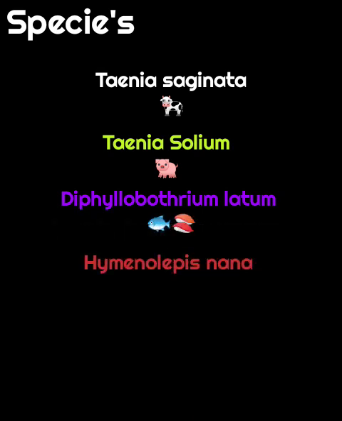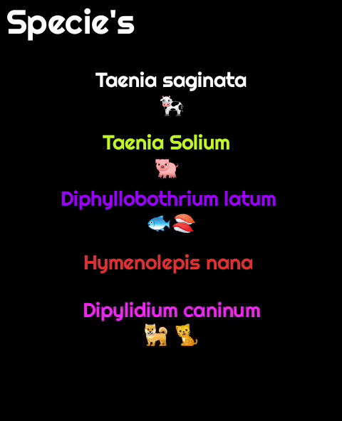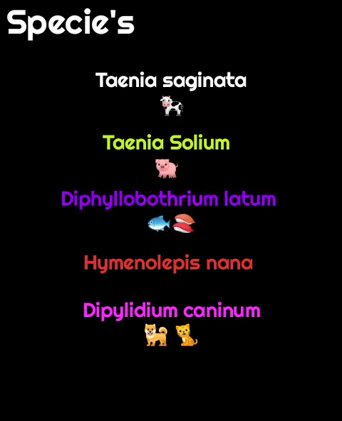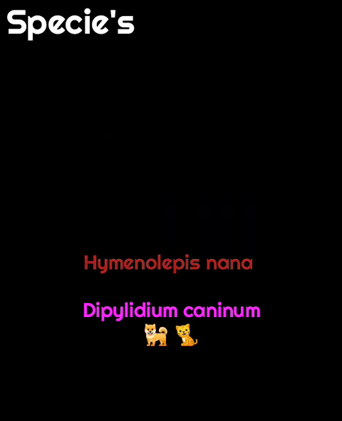We have Hymenolepis nana, which is spread by human to human contact or auto-infection within a human. And we have Dipylidium caninum. This is more like a flea tapeworm. It happens when you mistakenly swallow a flea infected with one of the gravid proglottids. Is it okay?